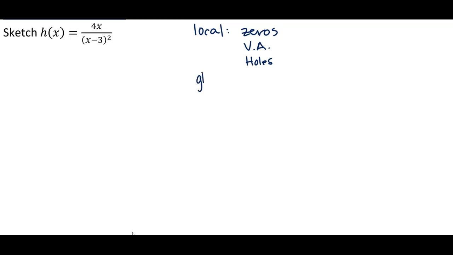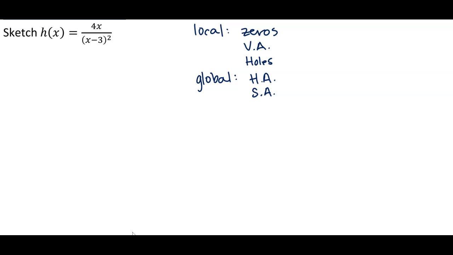And then for our global behavior, we're either going to have a horizontal asymptote or a slant asymptote, or it could be none of the above. And technically, there's things that are similar to slant asymptotes but aren't necessarily just a slant, but we're just going to look at horizontal and slant.